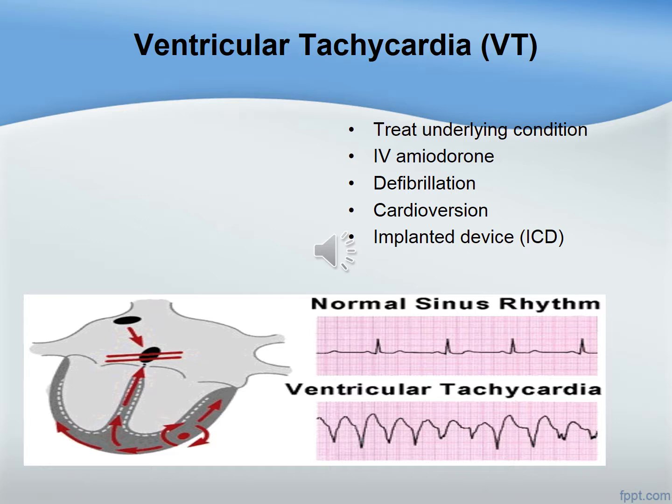On the EKG strip with VTAC, there's a regular rate, but it's fast, 150 to 250 beats per minute. The P wave will be absent. The PR interval will not be measurable, and the QRS is wide, greater than 0.10 seconds, and it just has this bizarre appearance.